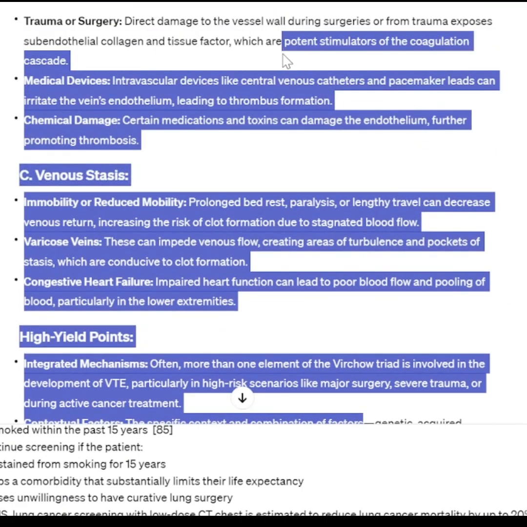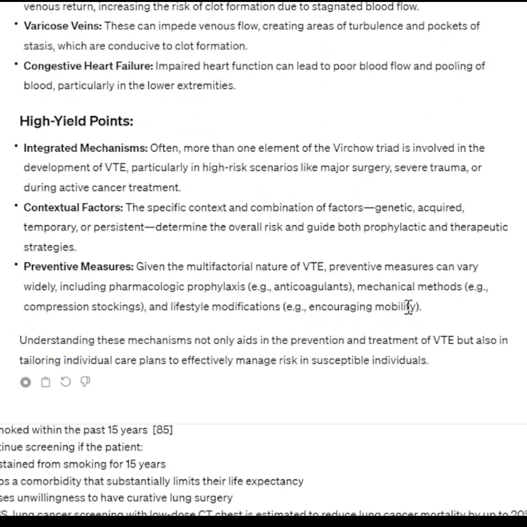High yield points. Integrated mechanisms. Often more than one element of the Virchow triad is involved in the development of VTE, particularly in high-risk scenarios like major surgery, severe trauma, or during active cancer treatment. Contextual factors. The specific context and combination of factors, genetic, acquired, temporary, or persistent, determine the overall risk and guide both prophylactic and therapeutic strategies.